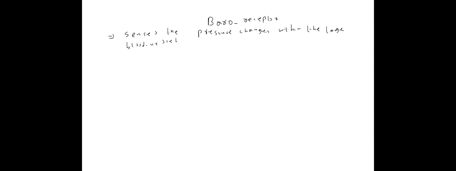Baroreceptors are located in two locations in the blood vessels. Location wise, one baroreceptor is located in the aortic arch, or simply the arch of aorta. I'm drawing a picture for you. This is the arch of aorta, and this is the ascending aorta going on.